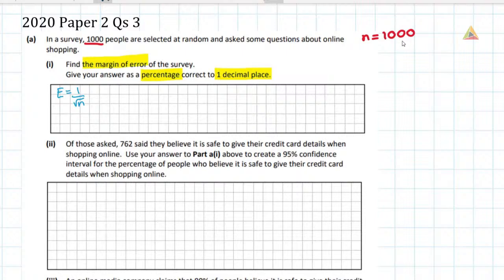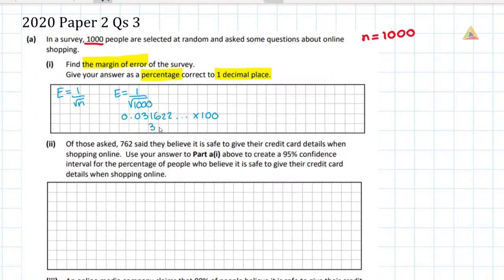And our n we've said is 1,000. So our error here is going to be 1 over the square root of 1,000. And when we put that into our calculator, we're going to get 0.031622 and so on. Now we want to convert this to a percentage. So to convert a fraction or a decimal to a percentage, we're going to multiply by 100. And you can of course multiply the fraction by 100 on your calculator straight away.